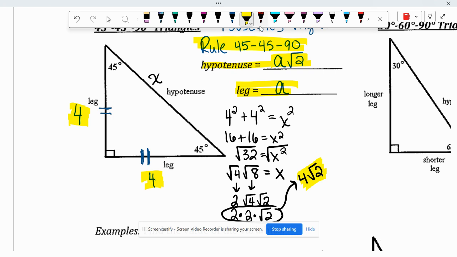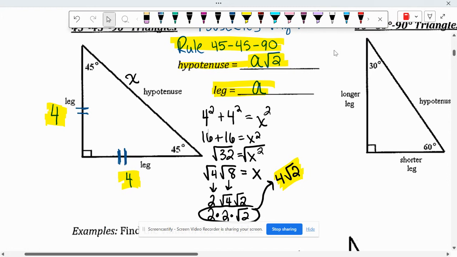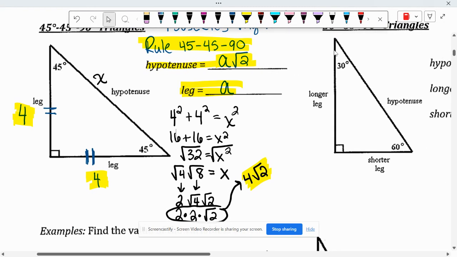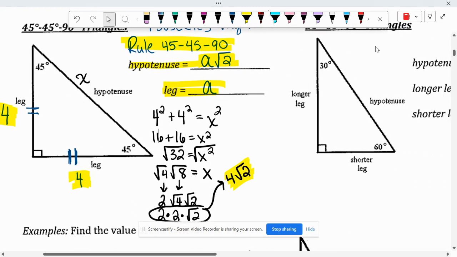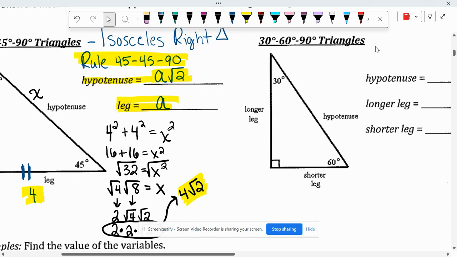So we have another type of triangle that we call special. And it also follows a pattern. They're special because they follow specific patterns. This other type of right triangle that we're going to talk about is a 30, 60, 90 right triangle. And it doesn't have a special name like isosceles. But I'm going to call this 5, and I'm going to give you this measure of 10. And I'm going to ask you to find, I'm going to call it y.